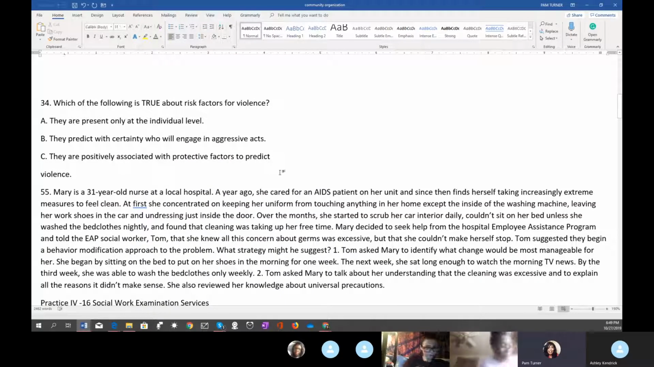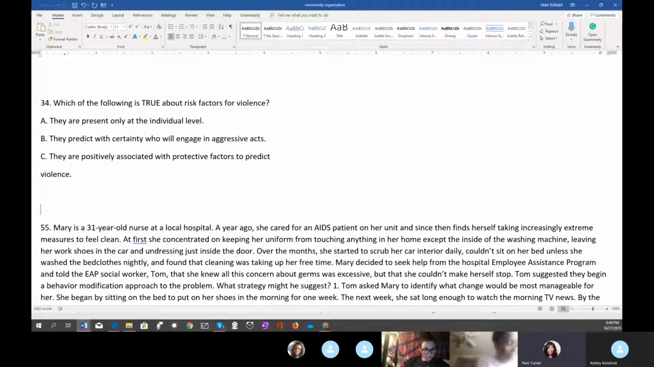There are a lot of questions here about the risk factors for violence. After 9/11, and after we have seen several shootings and school shootings, these are the newer questions that you'll see. If you went to school again not in the last 5 years, you might not be familiar with the risk factors. So, which of the following is true about the risk factors for violence?